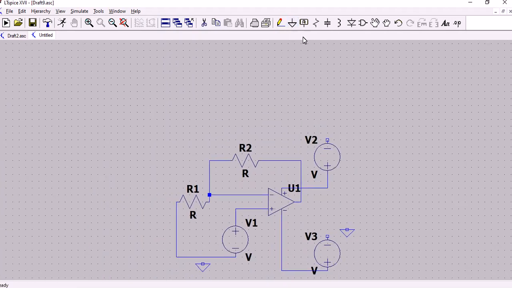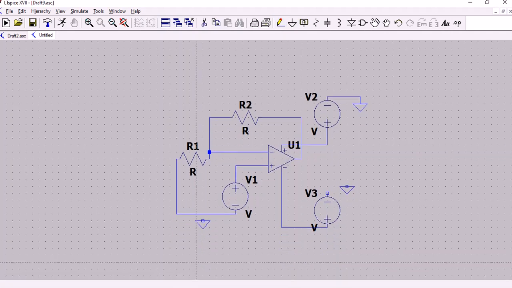I am making the connection of ground to the power supplies that are connected to the op-amp. The connection will be made of ground to the input voltage, and the left connection is the ground to the voltage source V3. So students, this is the desired connection that I have made for a non-inverting operational amplifier.